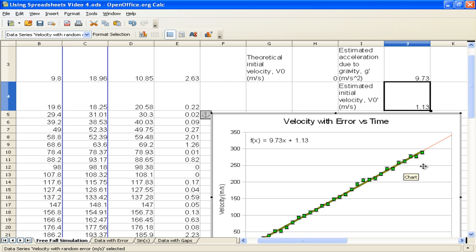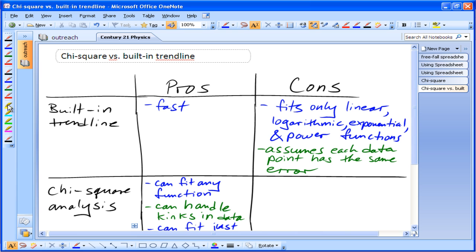So behind the scenes, this trendline function is doing something very similar to what we're doing with the chi-squared analysis. This trendline serves as a good confirmation that we must be doing something right with the chi-squared business. Let's compare the pros and cons of using the chi-squared analysis versus using the built-in trendline function for fitting data.